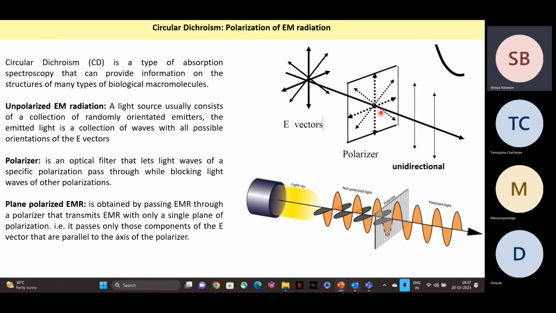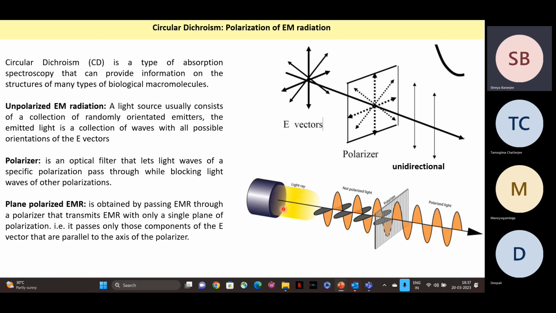So after passing through the polarizer, the unpolarized light becomes unidirectional, meaning that it vibrates in only a single direction. This is called plane polarized electromagnetic radiation, in which the electromagnetic radiation is vibrating in only a single plane. So here this is shown by waves.